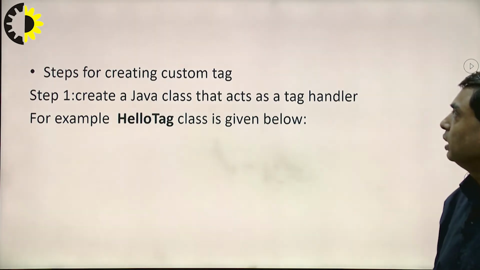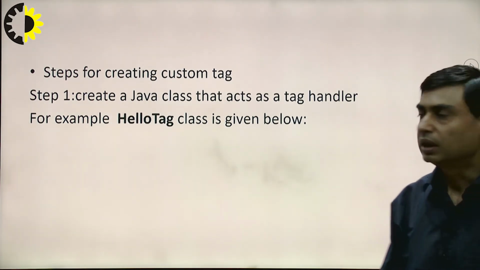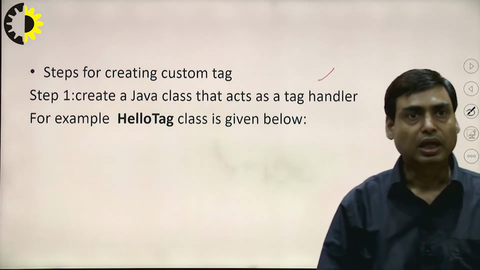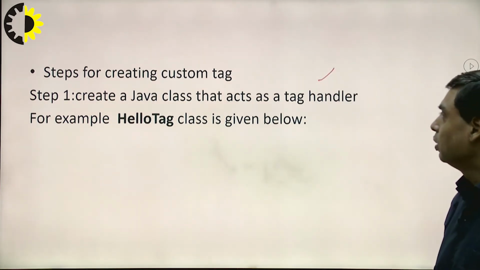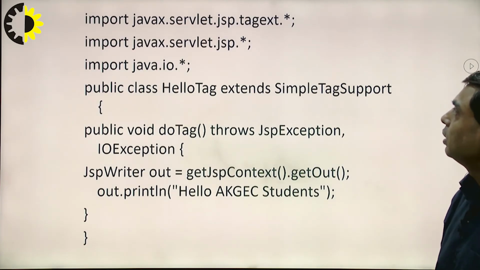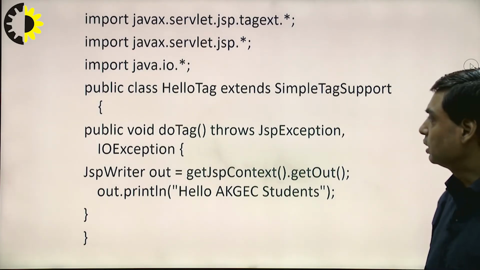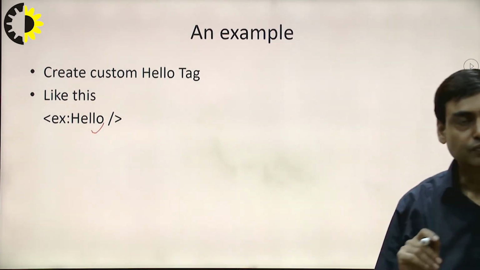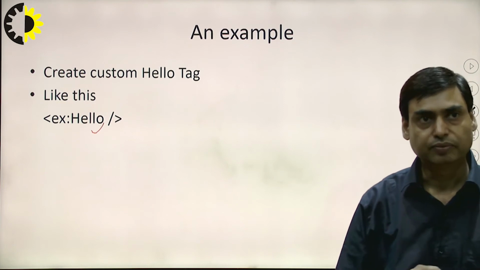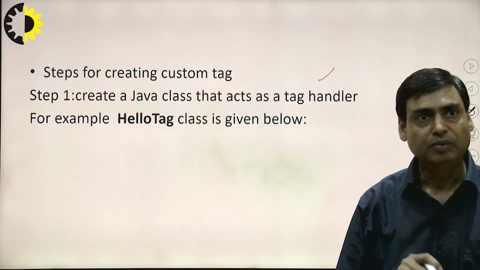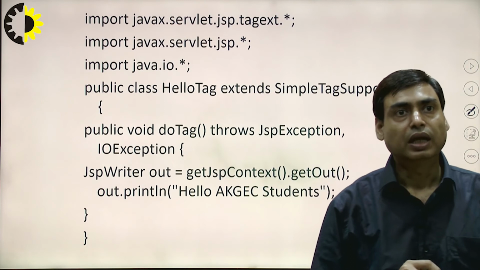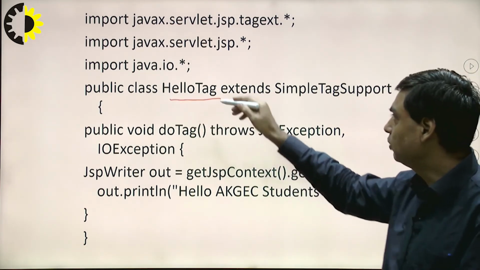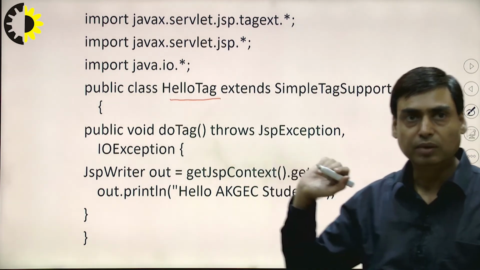Now the steps for creating the custom tag. Step 1: create a Java class that acts as a tag handler. For example, the HelloTag class is given below. Here again I am going to discuss, suppose this is the tag you are going to create, and then you have to create a tag handler. The tag handler is basically a Java class. The name of the tag handler is HelloTag. You can define any name here, accordingly you have to map it.